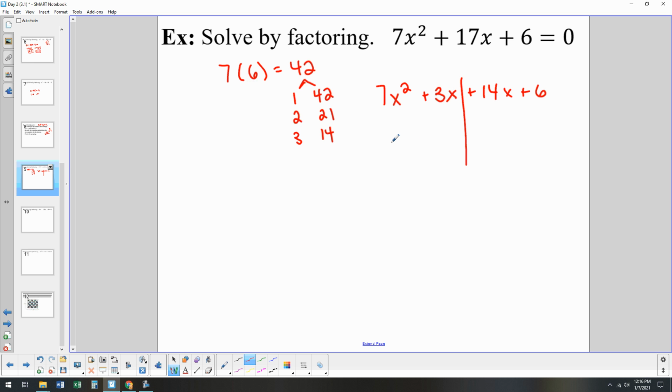Out of the first two, I know I can take an x. I'm left with 7x plus 3. Out of the second two, looks like they're both even, so I could take out a 2.